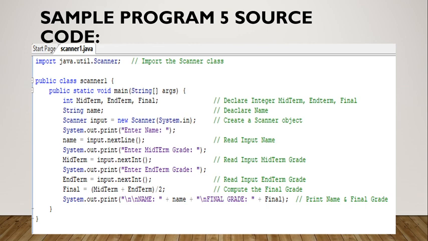System.out.print, "Enter name". name equals input.nextLine, this will read input name. System.out.print, "Enter midterm grade". midterm equals input.nextInt, this will read input midterm grade. System.out.print, "Enter end term grade". End term equals input.nextInt, this will read input end term grade. Final equals midterm plus end term, divided by 2, this will compute the final grade. System.out.print, "\n name" plus name plus "\n final grade" plus final, this will print name and final grade.